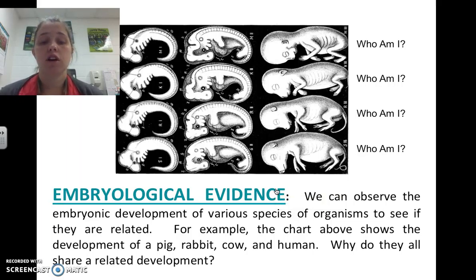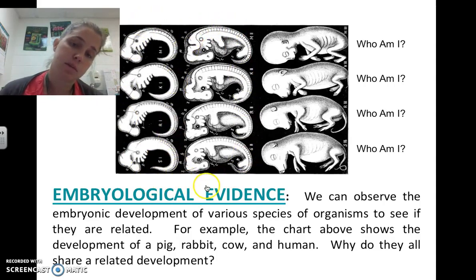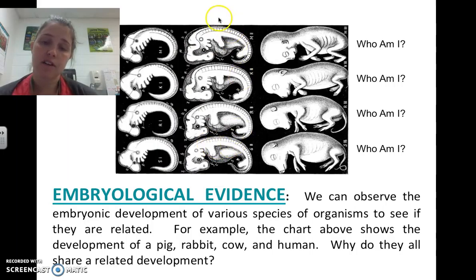For example, the chart above shows the development of a pig, rabbit, cow, and human. Why do they all share related development? So look, this is all the same stage of a pig, rabbit, cow, and human. Again, similar stages for each. And here we go again, pig, cow, rabbit, human.